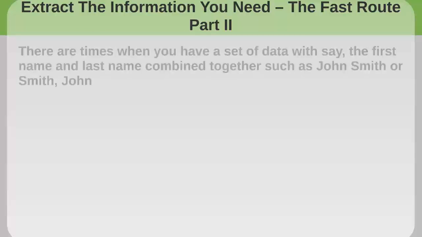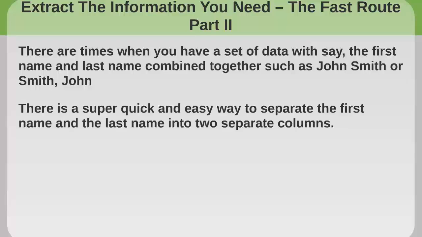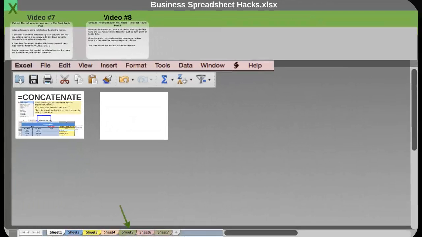So this is going to be part number 2, which is extract the information that you need, the fast route. Now, there are times, like I said, that you need to take the first name and last name, or last name and first name, and separate the two and then switch it around. So there's actually a super quick and easy way to separate the first name, last name into two separate columns. This time we will use the Text to Columns feature that is built into Excel itself.